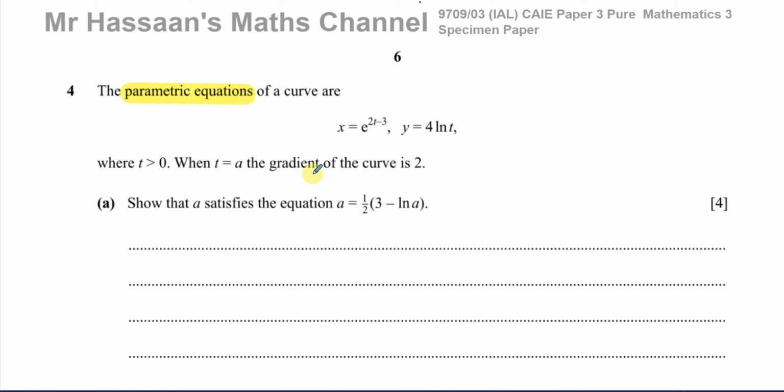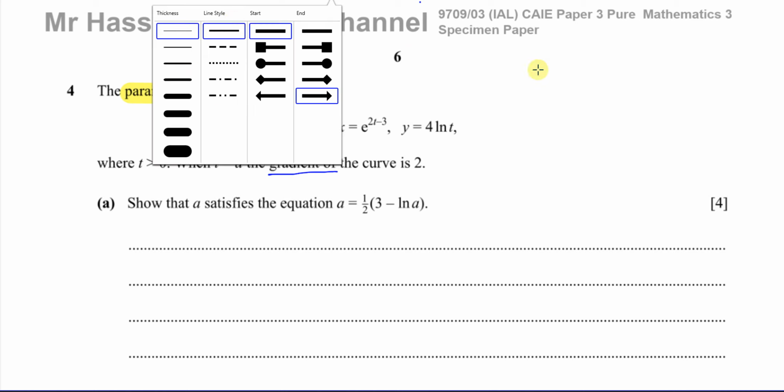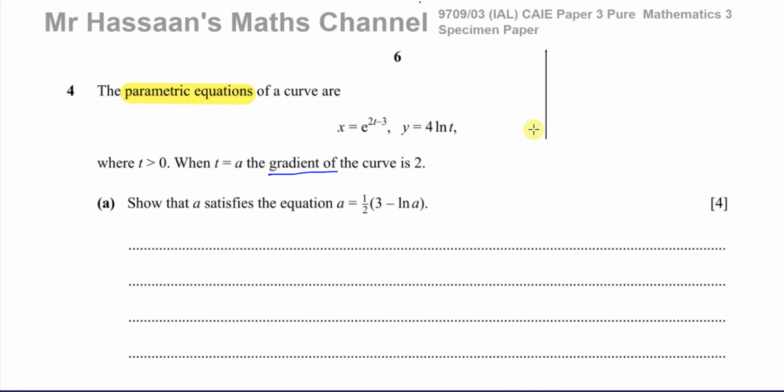Now we know that the gradient of a curve, if we have your x and y axis, is basically the change in y over the change in x. If there's a curve, we find the gradient at a particular point by differentiating. dy/dx is called the gradient function.